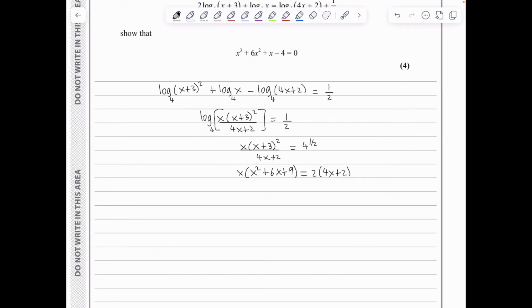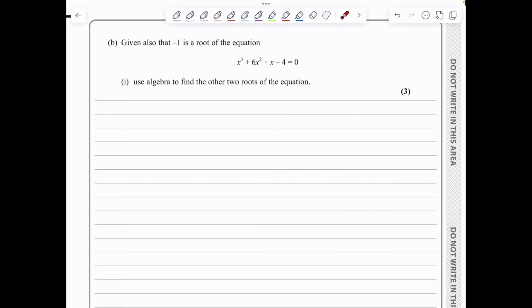I have cross multiplied here, and I can further expand the left hand side to get x³+6x²+9x is equal to 8x+4, and therefore collecting everything on the left hand side will lead to x³+6x²+x−4 is equal to 0 as required. We're then given that −1 is a root of the given equation, and we need to use algebra to find the other two roots of the equation.